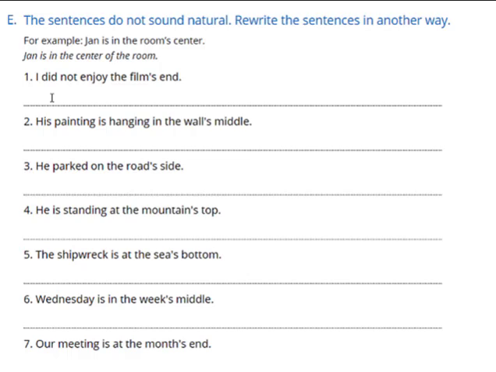So again, the reason this is considered unnatural is because of sentence structure, right? The way we do structure in the U.S. is going to be different than how it is in other countries. We definitely don't say, Jan is in the room center. There would be no need to do an apostrophe ownership there because we use a different sentence structure in the U.S.